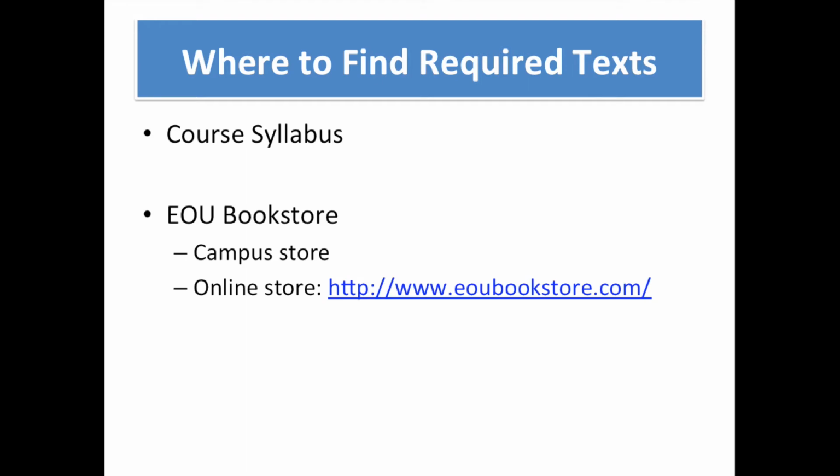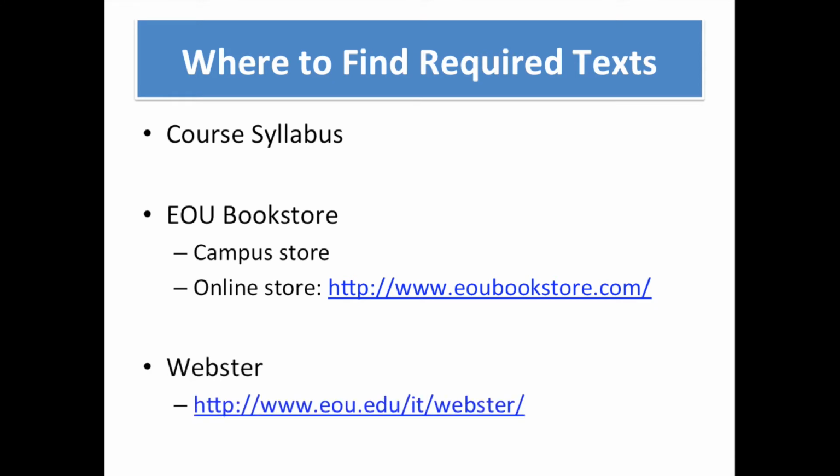So how do you know which books you need to buy? The first and easiest place to look is your course syllabus. These will be passed out the first day of class or will be available on Blackboard or Canvas. All syllabi will list the required texts for each course. You can also get the information through the EOU bookstore. You could go to the campus store itself and speak with the clerks there to help you find your book, or you can go to the online store and look your books up by specific course.